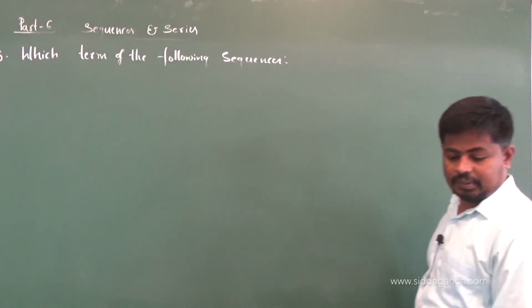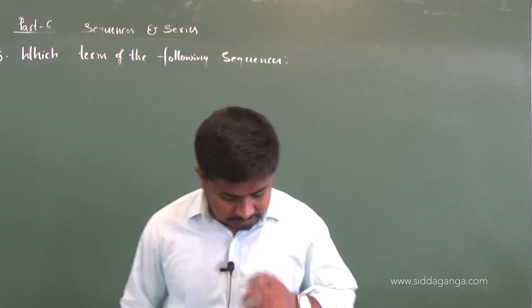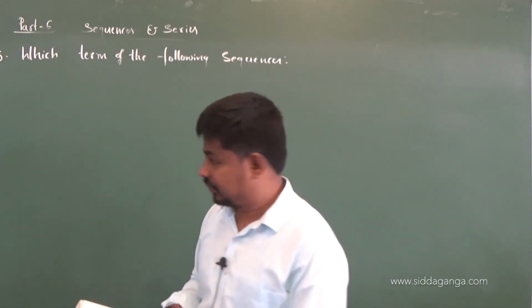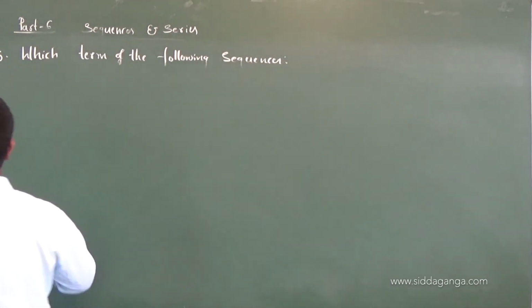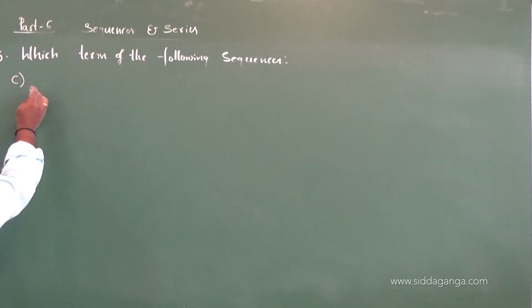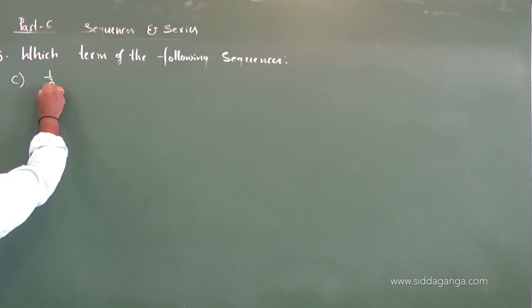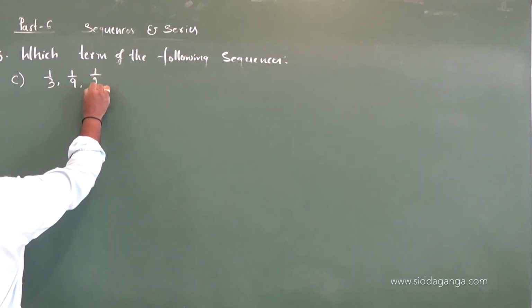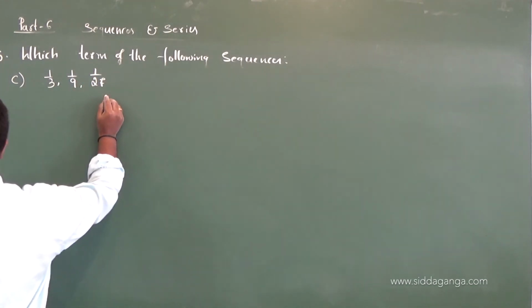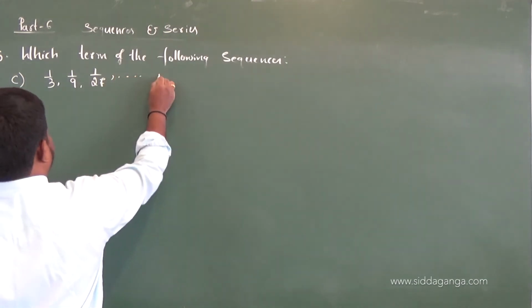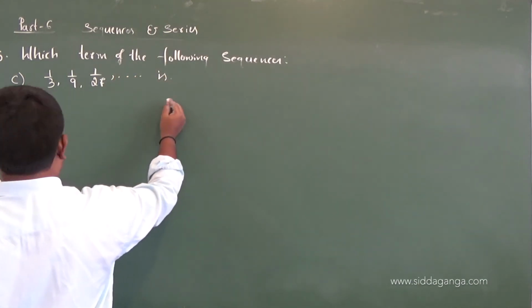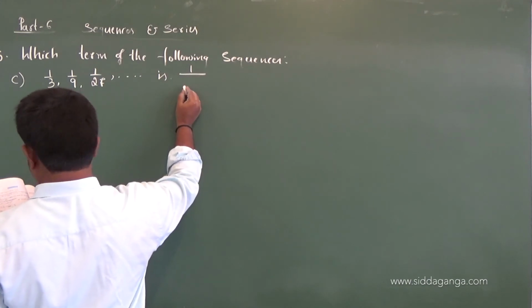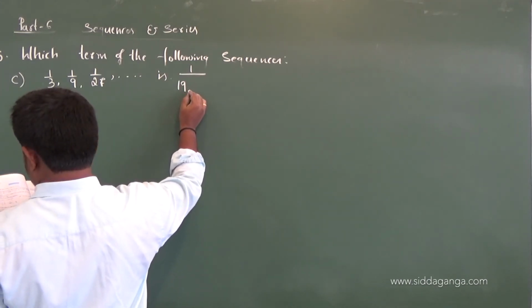Yes. Now, sub question 3, that is C. Which term of the sequence 1 by 3, 1 by 9, 1 by 27 and so on is 1 by 19,683.